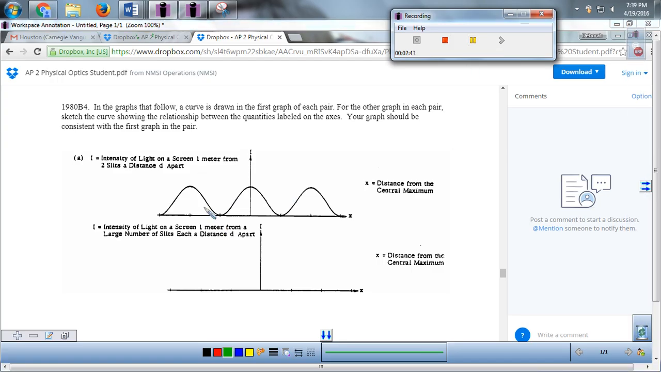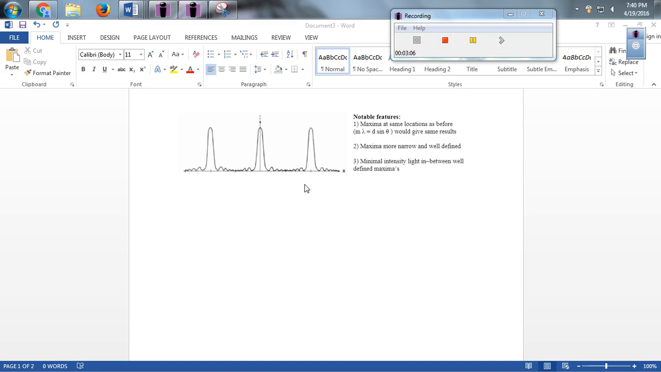Okay, so here is my intensity. I have 2 slits that are a distance d apart. The screen to the light source is 1 meter. And another time they want me to graph the intensity of light on the screen 1 meter from a large number of slits this time. Each of them are a distance d apart, but there's a whole bunch of them. Alright, so the picture for that is going to look like this right here.